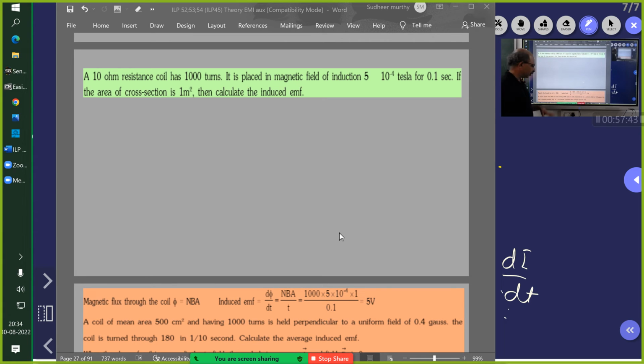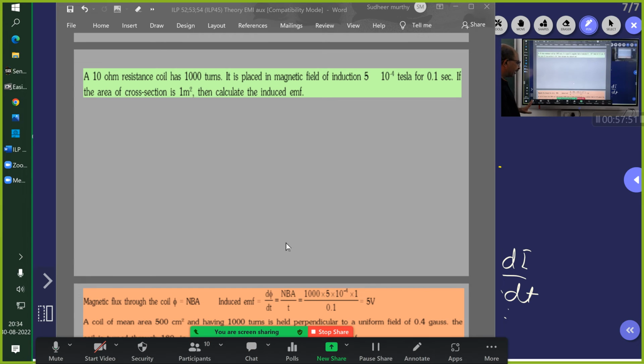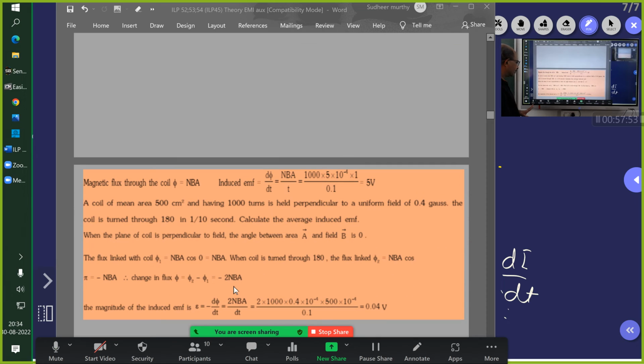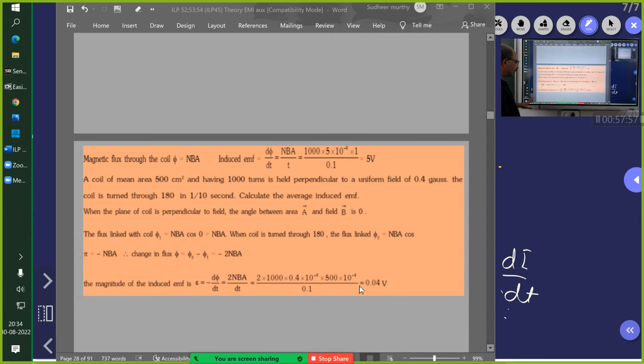Okay, that will be the average induced EMF. So the change in the flux will be 2NBA. That is important here, divided by the time. Yes, 2NBA. Correct, whatever we did was right.